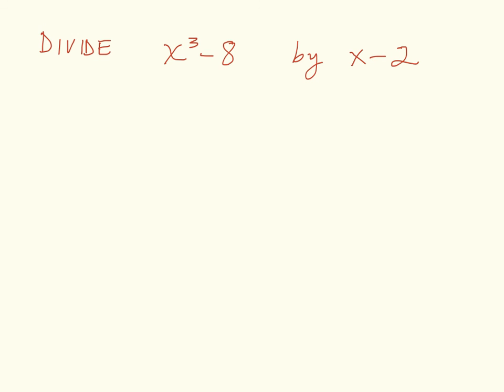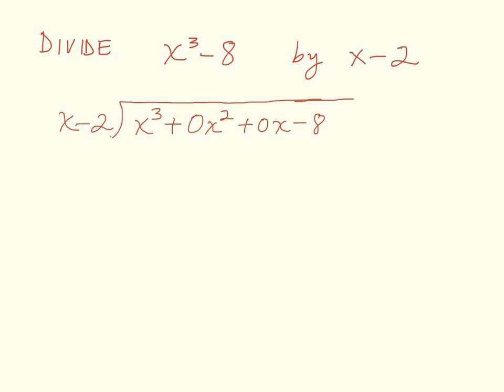Here we have x cubed minus 8 divided by x minus 2. So we put x minus 2 outside the division bar. But the x cubed minus 8 is missing some terms. We have a cube term, but we don't have a square term, and we don't even have an x term. So we have to insert those. So we have x cubed, 0x squared, plus 0x minus 8. You have to do this, okay? You cannot divide this otherwise.